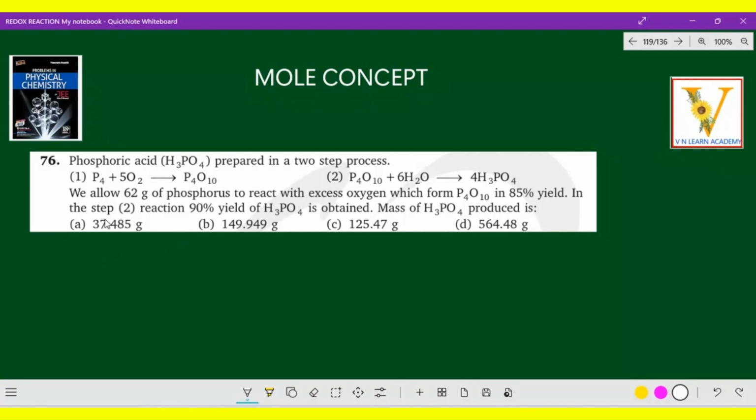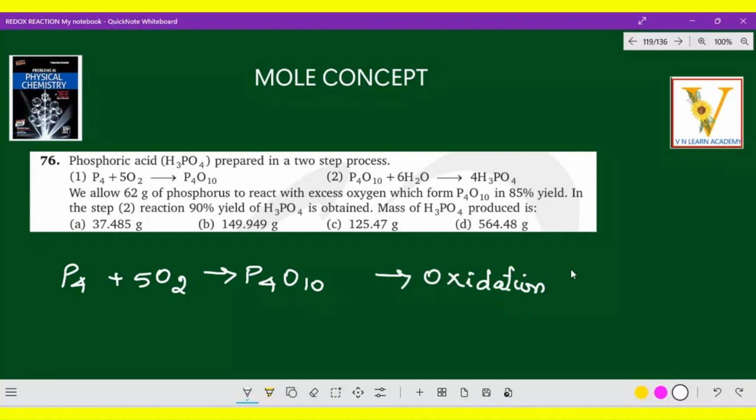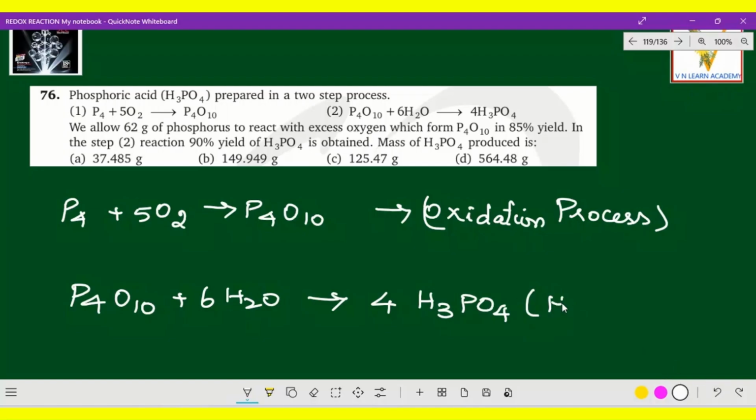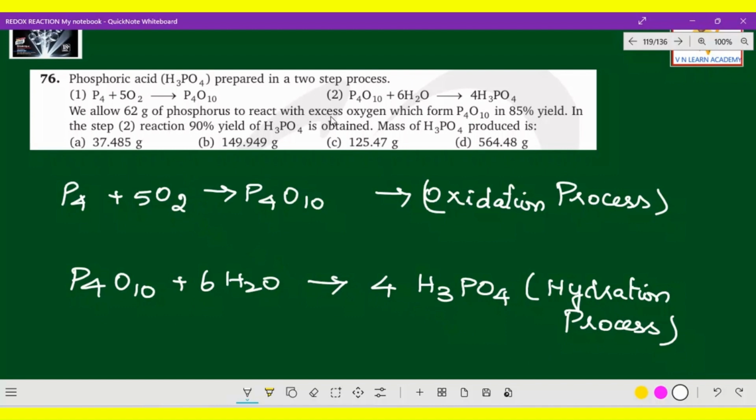Okay, now here let us identify the process. First one, P4 plus 5 moles of oxygen, you are getting P4O10. So this is the oxidation process. Now the second step, P4O10 combined with 6 moles of water, you will get 4 moles of H3PO4. So this is the hydration process. Right, now here in this, 62 gram of phosphorus reacts with excess oxygen.